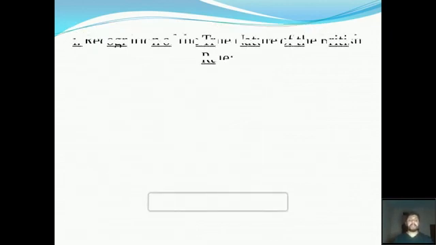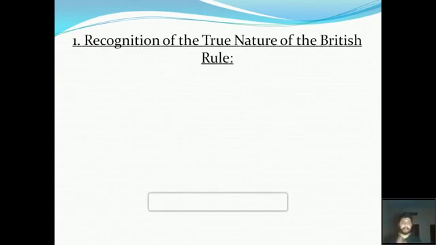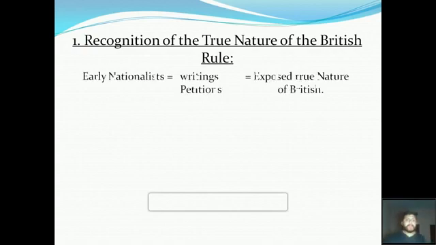Now we are going to see each point in detail. The first main reason behind the rise of assertive nationalism in our country: recognition of the true nature of the British rule. So let's see how the people of India realized the real nature of the British. Early nationalist leaders, through their methods like writing petitions, prayers and protests, gave the message and exposed the true nature of the British to the people.